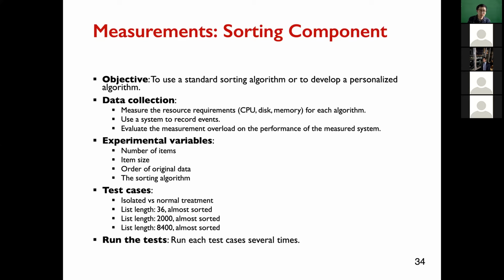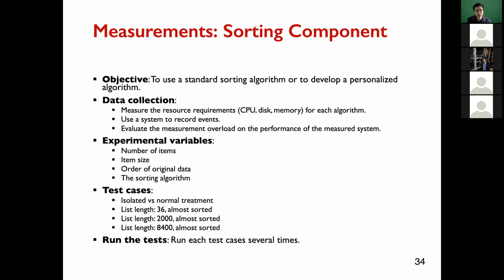Next step, we design our experiments. We control the experimental variables. Examples of these variables include the number of items used as input for a sorting algorithm, the item size, the size of each item, whether the original set of items is already sorted, or the sorting algorithm itself.